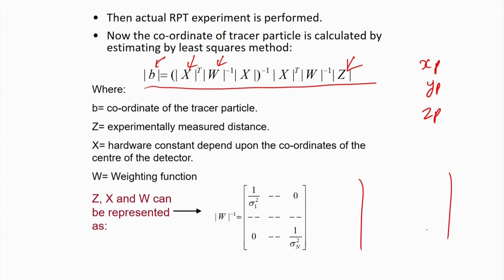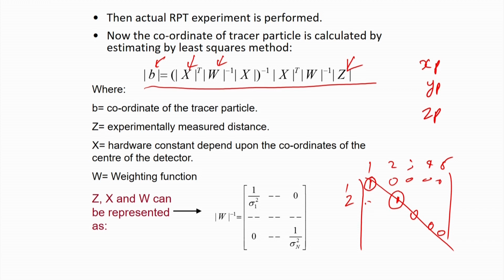Suppose this is for detectors 1, 2, 3, 4, 5. For the first row you will get the first detector count. For the second row you will get the second detector count, and all the other detectors will not get a count, because I am looking at the second detector now. Similarly, third detector, fourth detector, so you will get a diagonal matrix. And that diagonal matrix is nothing but the count recorded from the tracer particle for that position, because the photon emission is actually a Poisson distribution process.